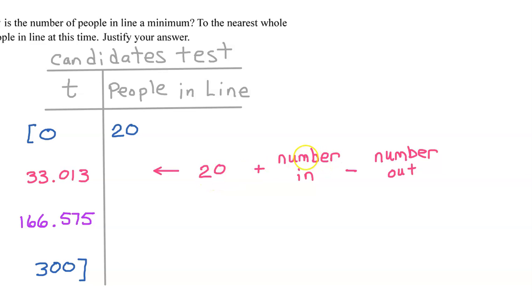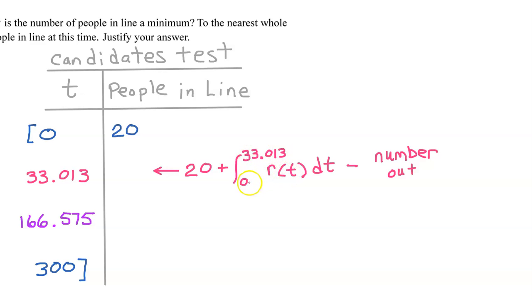We know that the integral of a rate is an amount, so the number of people who enter the line will be the integral of the rate at which people enter the line, so the integral of r of t. This expression represents the number of people who entered the line from 0 seconds to 33.013 seconds.